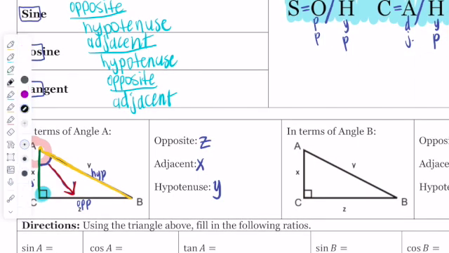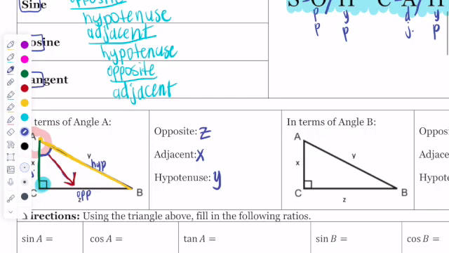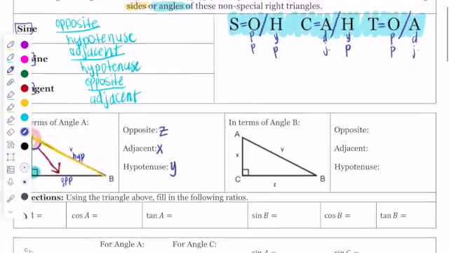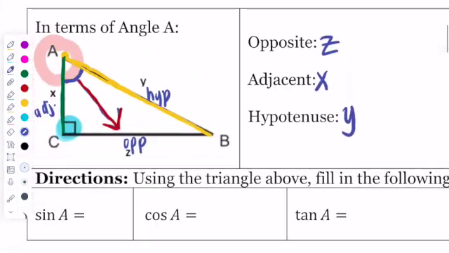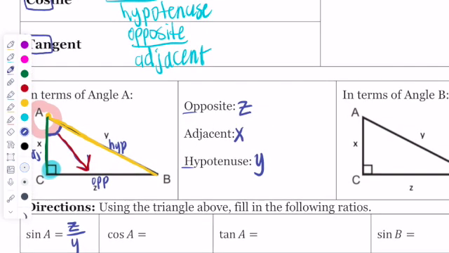So what is going to be my sine ratio? Well, sine is going to be opposite over hypotenuse. So when I'm looking at this in terms of the sine of angle A, that's what I want to look at. I'm going to zoom this in just a little bit so you can see a little bit better. In terms of angle A, opposite over hypotenuse, O over H, is going to be Z over Y. Cosine is going to be adjacent over hypotenuse.